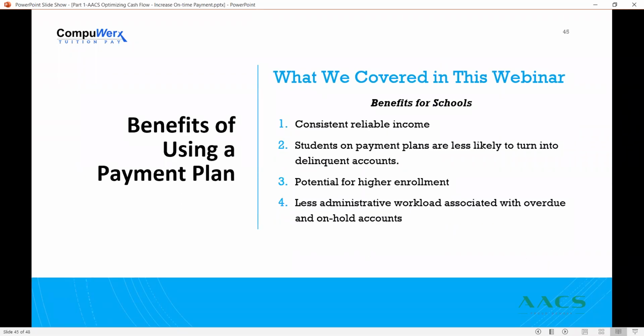All right, what are the benefits of payment plans for the school? Consistent, reliable income. Students on payment plans are least likely to turn into a delinquent account. Potential for higher enrollment retention. Less administrative workload associated with overdue and on hold accounts.